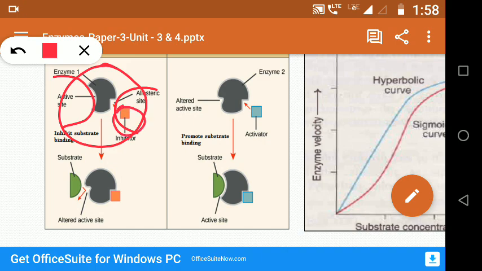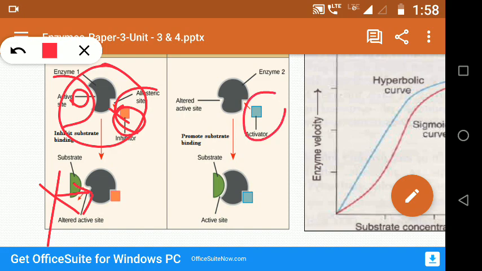If the inhibitor, this one is the inhibitor, binds to the allosteric site, it brings a conformational change in the active site. Therefore the active site will be altered. The substrate is unable to bind to the active site of the enzyme. This way the enzyme activity will be inhibited.